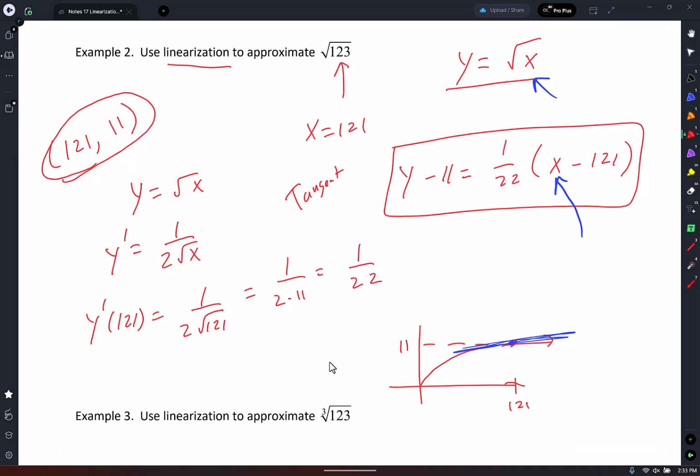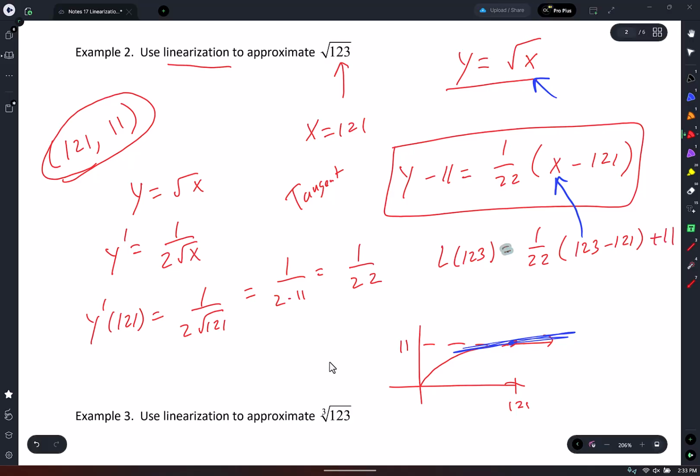123, just like in the delta, right? So I'm going to write L of 123 is approximately 1 over 22 times 123 minus 121 plus 11. Are we okay? Is anyone confused? I didn't have to say L, guys. I could have left it as Y, but I decided to write L of X to try to be full.